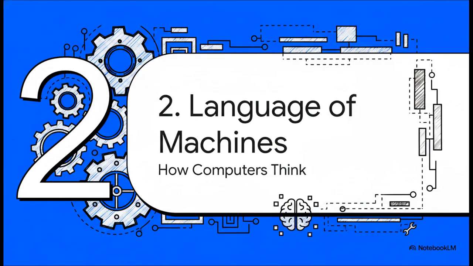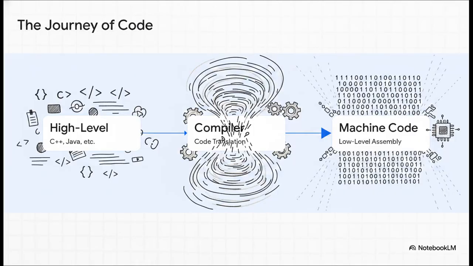Moving right along to Section 2, the language of machines. Before we can start swinging our tools around, we absolutely have to understand how computers think and what materials we're actually working with. Let's think about the journey of code. As developers, we normally write in high-level, human-readable languages, think C++ or Java. But here's the catch. A computer's central processing unit, the CPU, has absolutely no idea what to do with that text. It needs a translator.